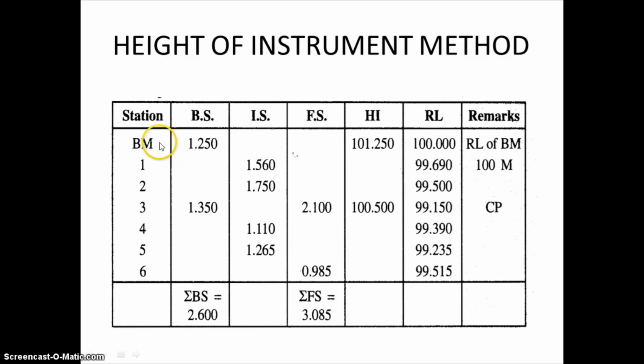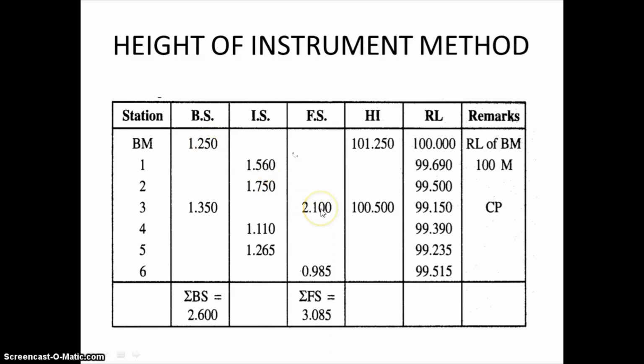You can see the benchmark is given, then station points are given: 1, 2, 3, 4, 5, 6. You can see the first backsight value is given as 1.250. Then an IS value is given, then another IS value, and then here you can see a change point is taken. This will be your last reading for the existing position.